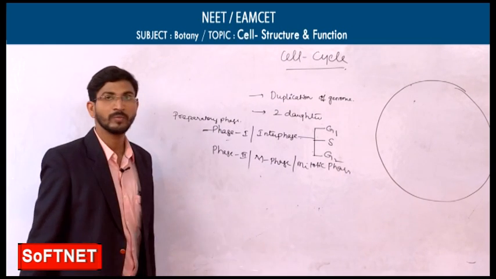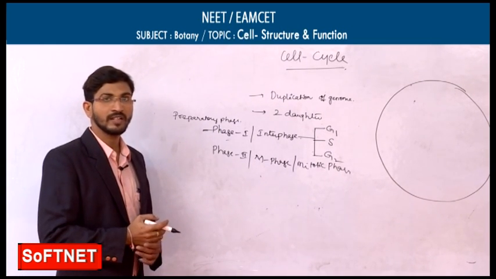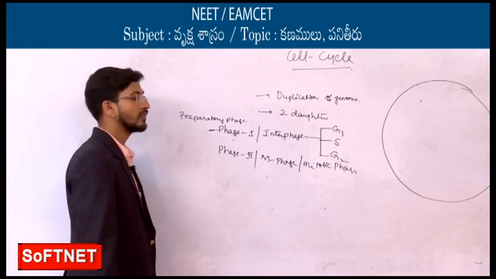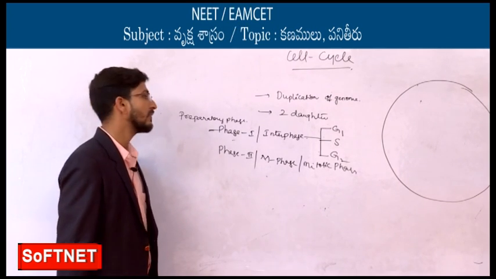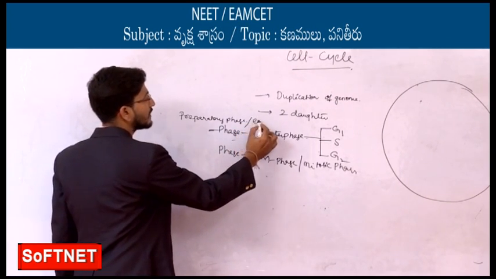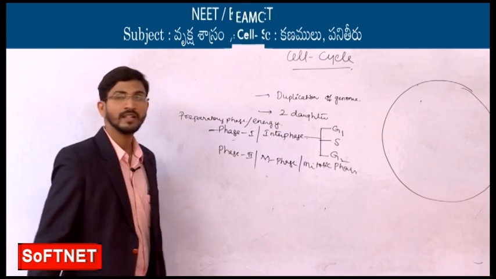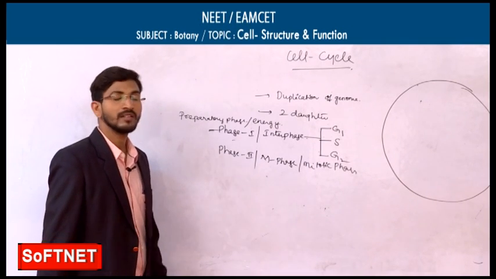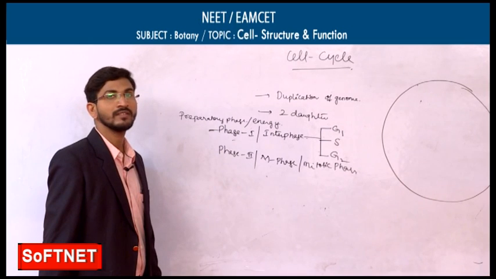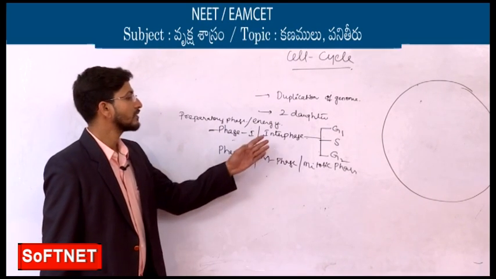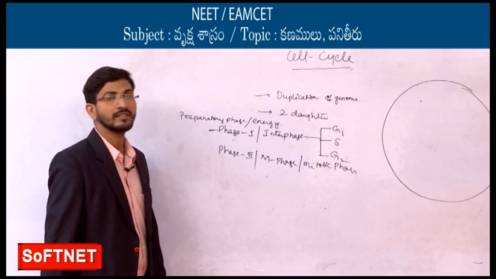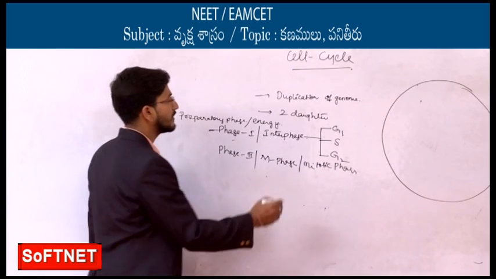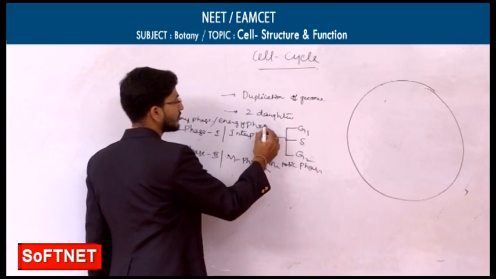Why are we calling it a preparatory phase? Whatever materials are required for the DNA duplication and cell division are synthesized in this phase. That's why it is also called the preparatory phase, and it is also called the energy phase. Why energy phase? Energy is also required for the cell division. In this interphase, the energy required for the M phase, DNA duplication or cell division is synthesized. So that's why this is also known as the energy phase.